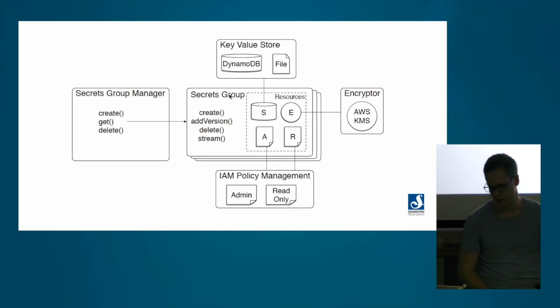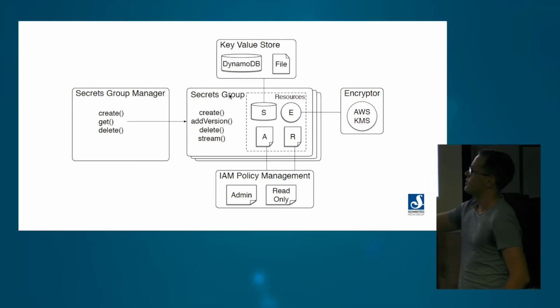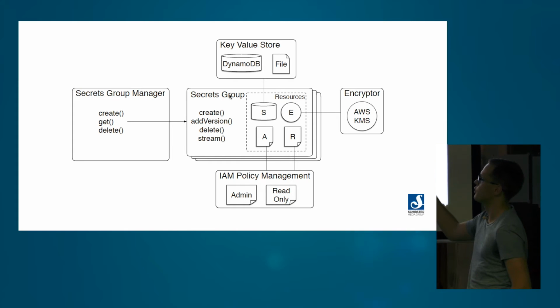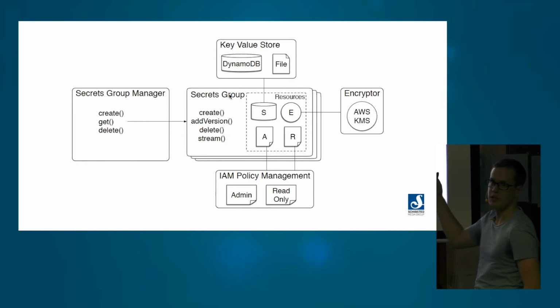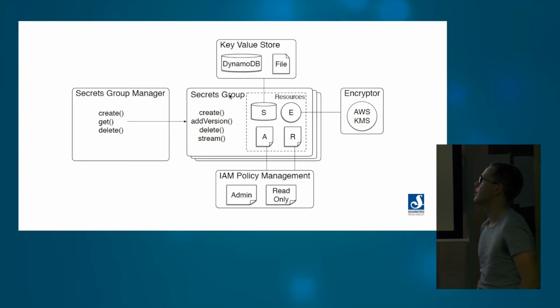So let's take a closer look at the architecture. We have the secret group manager, and when you create a new group, it's going to create a secrets group and allocate the resources. We have a store, which might be either DynamoDB or a file. We have an encryptor, which right now can only be AWS KMS. But in theory, it could be other things as well, such as Hashicorp's Vault Transit. But the one thing that's tightly coupled to AWS right now is the IAM policy management.